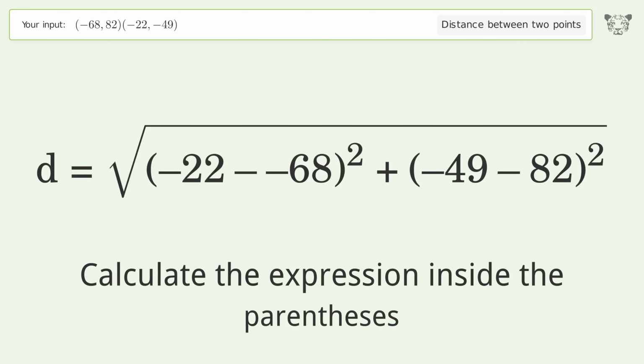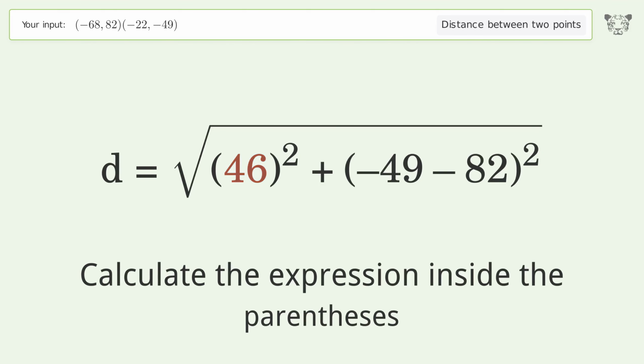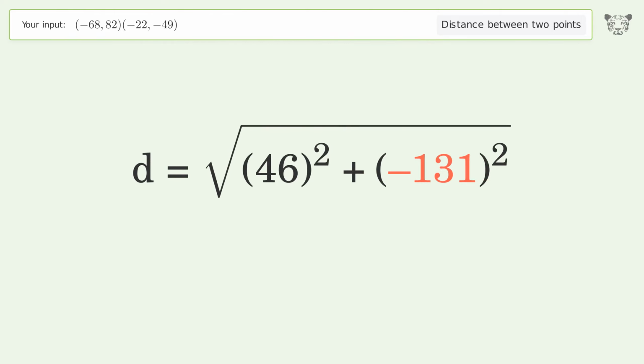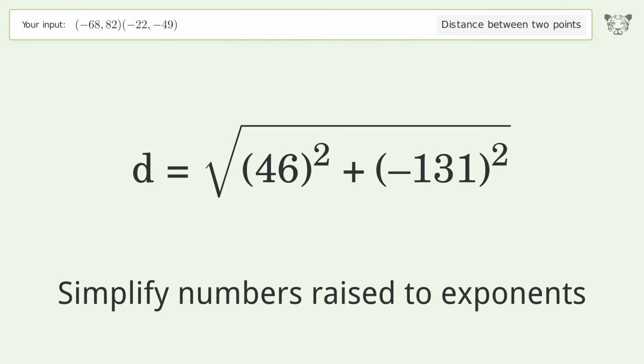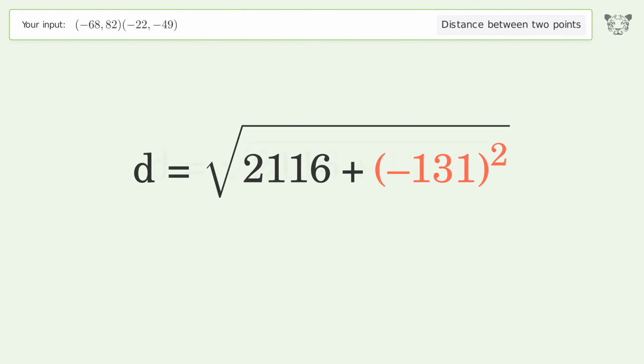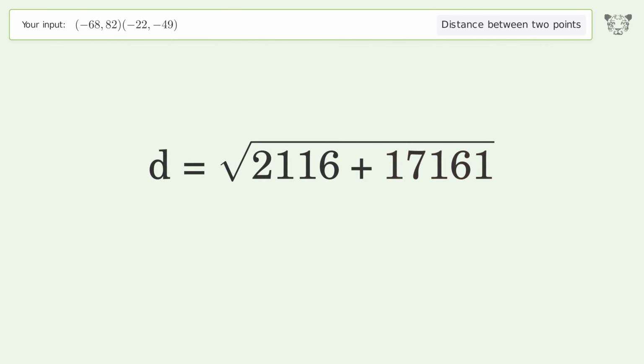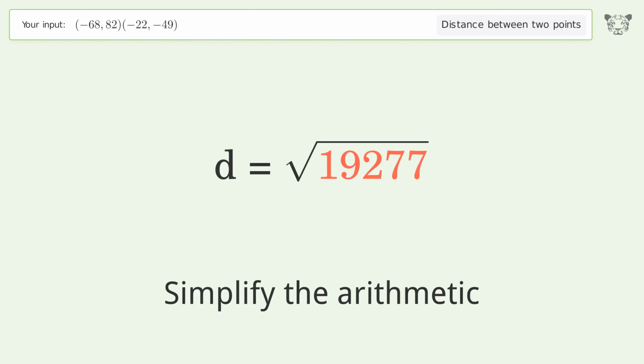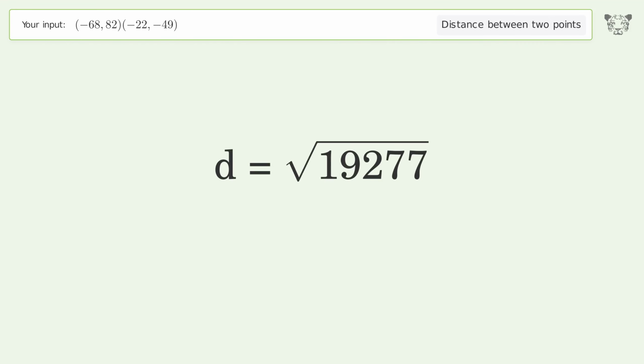Calculate the expression inside the parentheses. Simplify numbers raised to exponents. Simplify the arithmetic. And so the distance between the 2 points is the square root of 19,277 or 138.842.